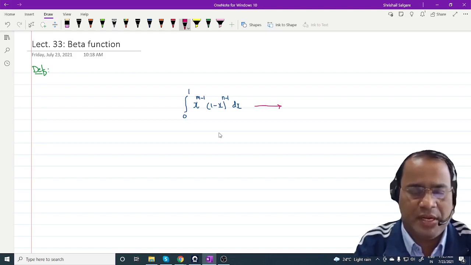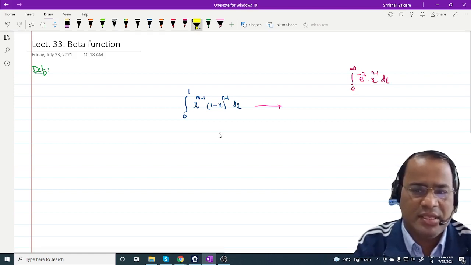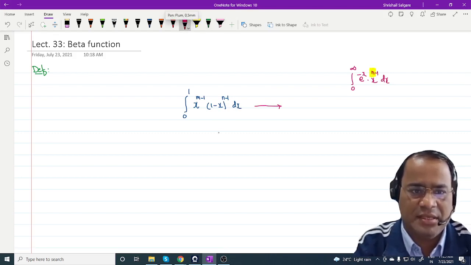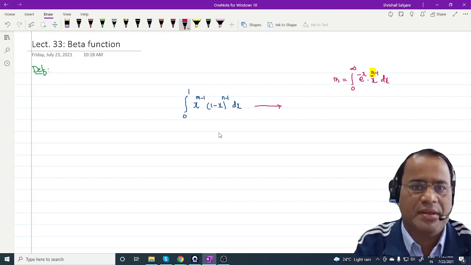Because in gamma, what happens? Integral 0 to infinity e raised to minus x into x raised to n minus 1 dx. This defines gamma of n. We write this as gamma of n because there is only one parameter. This is an improper integral of the first kind.